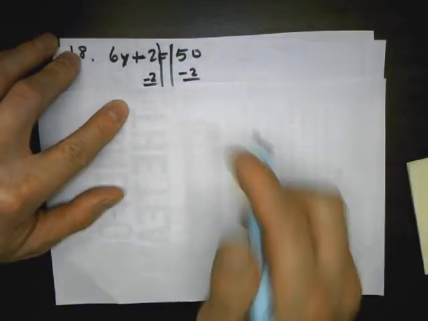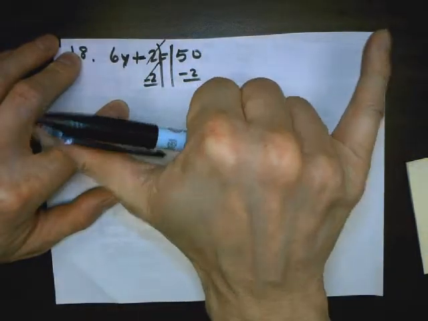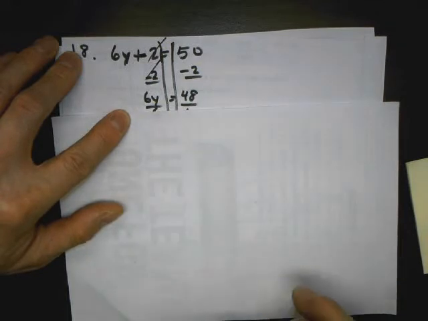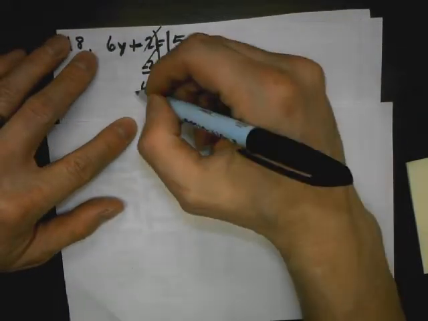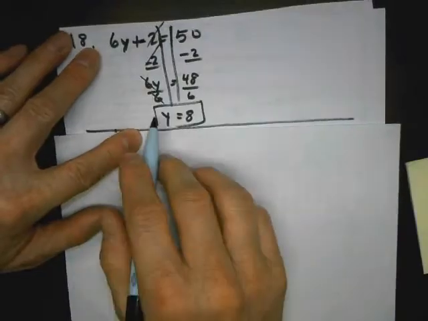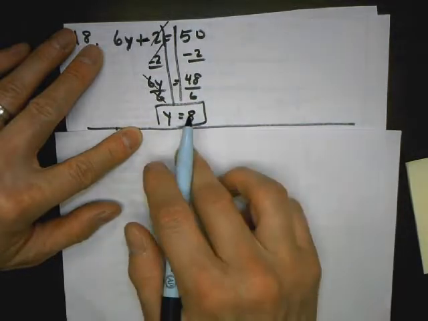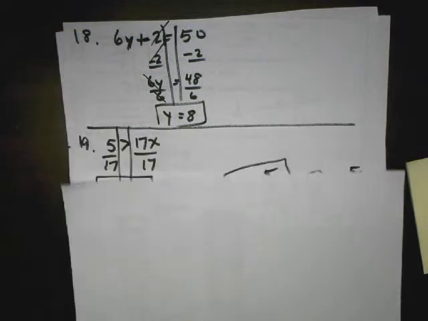If it's 2, I subtract 2. If I have 2 and I take away 2, it's gone. But I have to do it over here too to keep the balance, to keep it equal. 50 take away 2 is 48. Now I got to get rid of the 6. 6 times y, well, if I do the inverse operation, that's divide. 6 over 6 is 1. I can cross out my 1s. I got my y by itself. That's what I wanted. But I have to divide 48 by 6 also. My answer is 8. If I put an 8 here, this will equal 50.